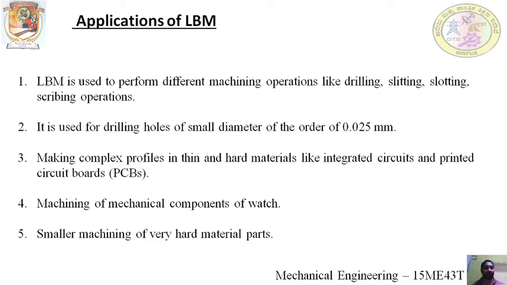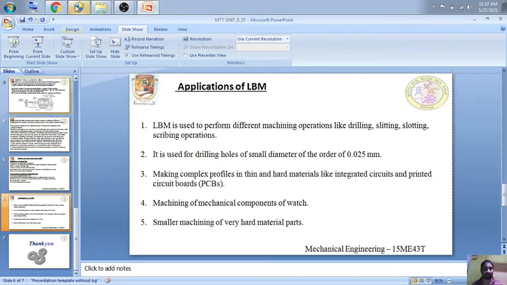We have applications of laser beam machining. It is used for performing different machining operations like drilling, slitting, slotting, scribing. It is used for holes of small diameter, up to 0.025 millimeter, and making complex profiles which are very difficult to produce in other processes, like in circuit boards, PCB, integrated circuits, chips, machining of mechanical components of watches, and machining of very hard materials. Before ending this session, I will show a simple video of laser beam machining, how it works.